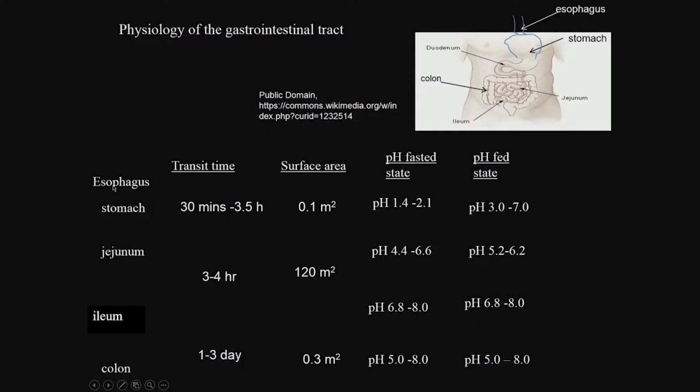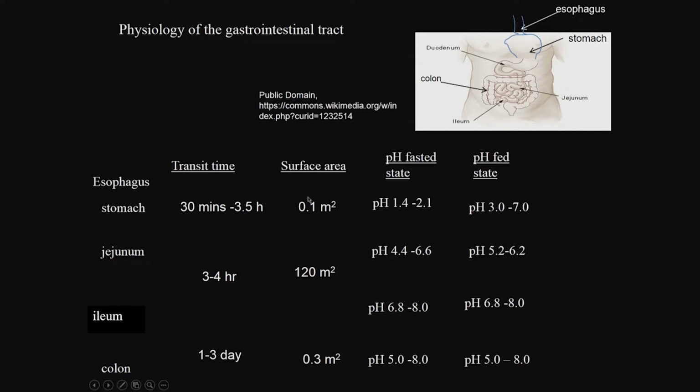That means it should have enough water solubility and then it should be able to permeabilize through the GI membrane and reach the bloodstream. Now many factors affect this solubility. Yesterday we did introduce this. If you look at the transit time in various parts of the GI, starting from esophagus, stomach, 30 minutes to 3.5 hours, whereas if you go to and then jejunum it could be 3 to 4 hours, okay.